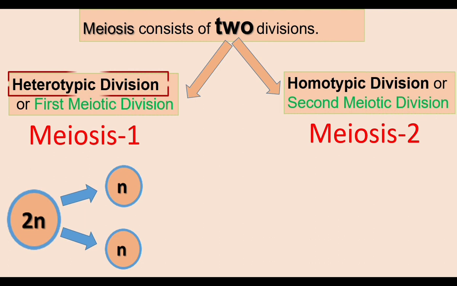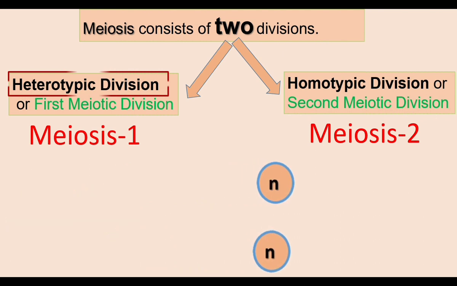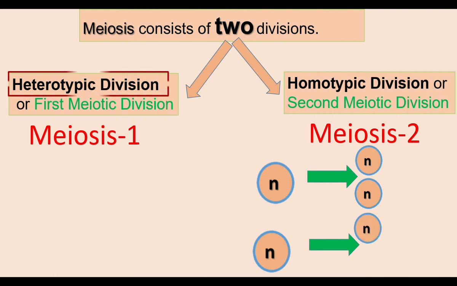The daughter cells of meiosis I enter into meiosis II. Meiosis II is similar to mitosis. Each one further produces 2 cells. So at the end of meiosis II, 4 haploid daughter cells are produced. Here there is no change in the number of chromosomes between the parental cells and daughter cells, so it is called homotypic division. Meiosis II is homotypic division.